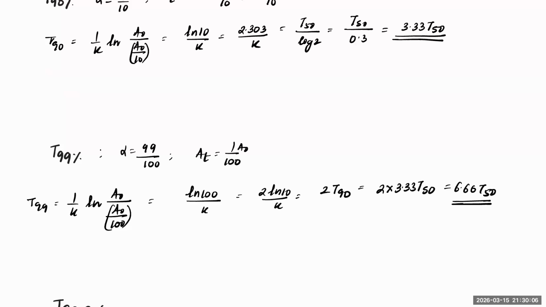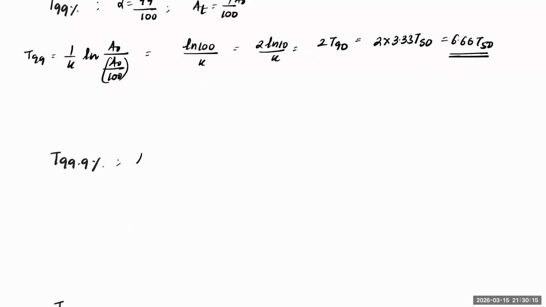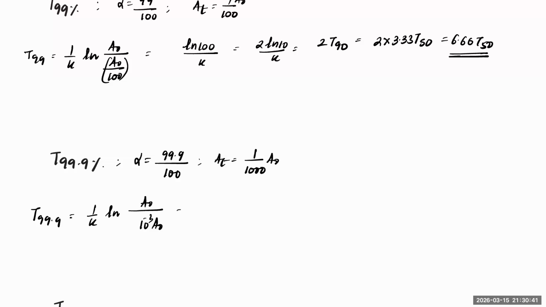This is the value you will get for 99%, if 99% has been completed. Next one, if 99.9% is completed, then alpha will be equal to 99.9 divided by 100. Which means A_T will be equal to 1 by 1000 times of A naught. So T 99.9% will be equal to 1 by K ln of A naught by 10 raised to power of minus 3 times of A naught, which is equal to ln 1000 by K, which is equal to 3 ln 10 by K.